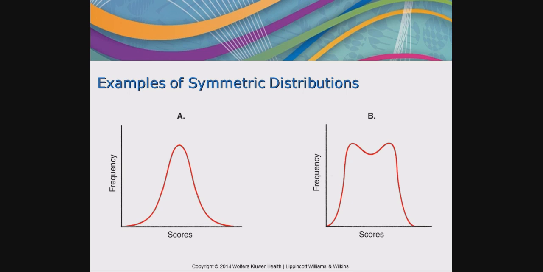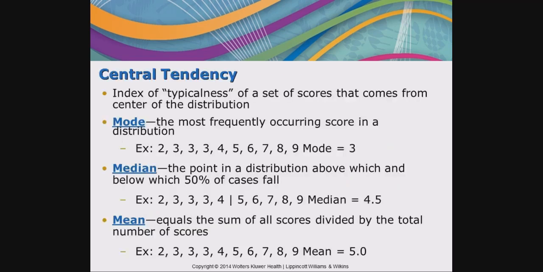Now, here are some symmetric distributions. Number A is symmetrical unimodal, one peak. B is bimodal. And these just have to do with our measures of central tendency that help us describe the average, typical, most common value of a group of data. And you might see them represented in those bimodal and unimodal types of graphs.